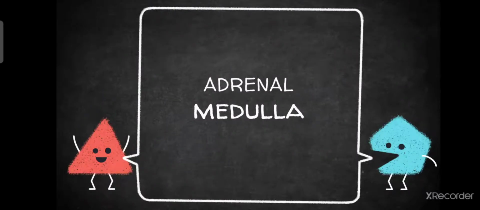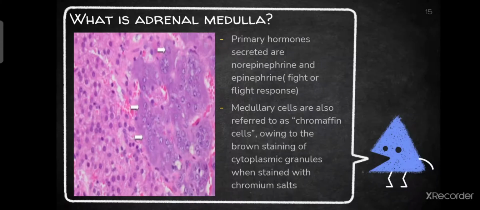Adrenal medulla. What is adrenal medulla? Primary hormones secreted are norepinephrine and epinephrine. These hormones are the molecular mediators of the fight or flight mechanism, the immediate physiologic response to fear and stress, resulting in increased heart rate and a breakdown of glycogen in skeletal muscle and liver.